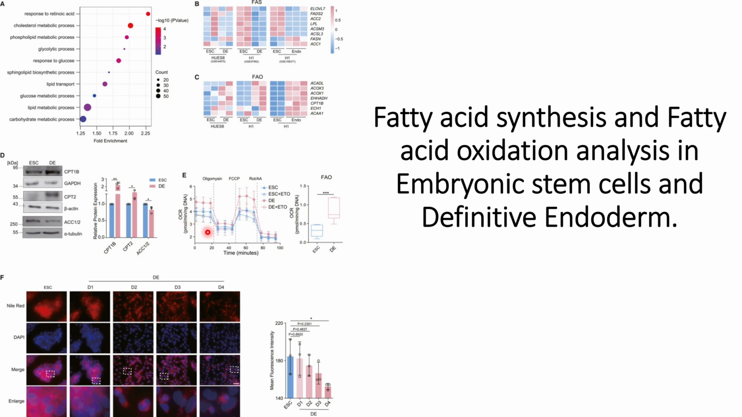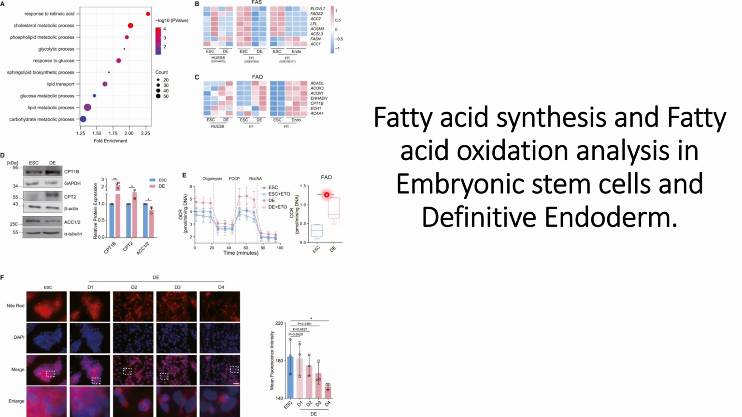The other two controls are the embryonic stem cells alone, which shows a higher signal, whereas embryonic stem cells plus ETO shows a lower signal. So this indicates that the experiment works according to the hypothesis that ETO consumes fatty acid oxidation, and thereafter the OCR readings go down whenever there is ESC plus ETO and DE plus ETO. This is just a control experiment to show that ETO works.